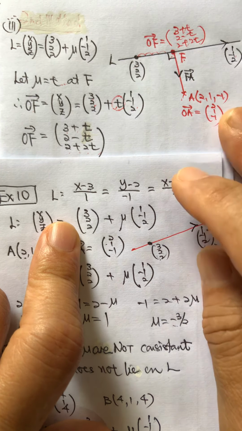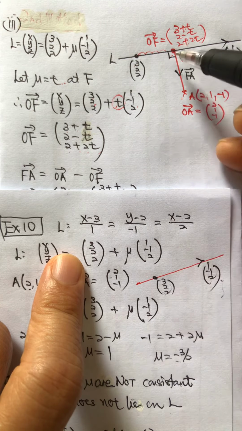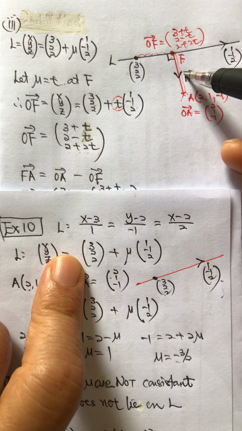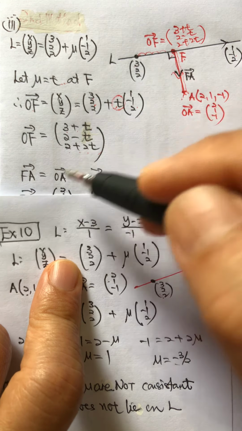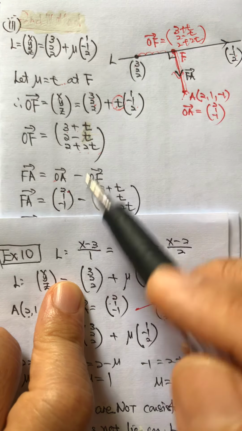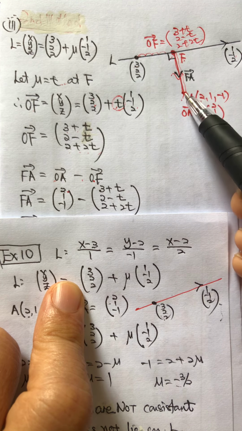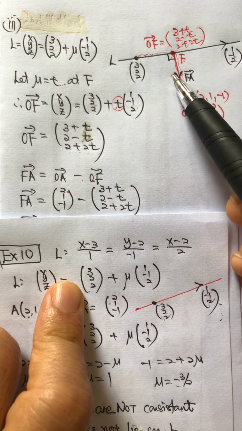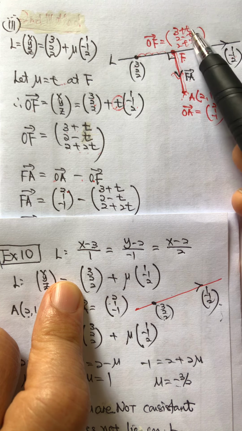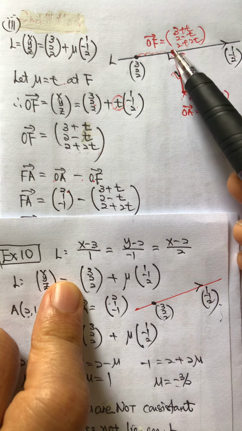That is the point. Okay, then after that I find what is the vector FA. This is FA. FA is OA minus OF. Why do I find the vector? Because afterward this one and this one are perpendicular. So I'm going to take this one dot with this one. I will get 0, then I can get the t. This is what I'm going to do.